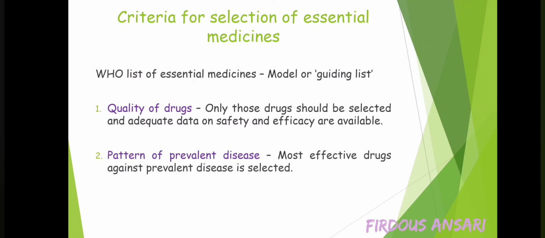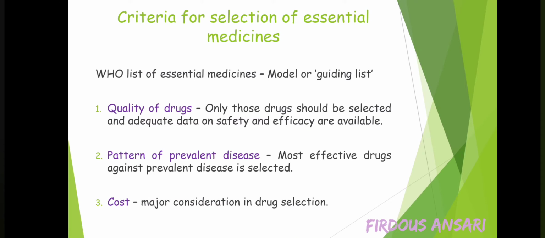Next is pattern of prevalent disease. The most effective drugs against the prevalent disease are selected. Like in certain areas, in certain villages, some kind of disease is very much prevalent. Like in certain villages, tuberculosis is more prevalent. So anti-TB drugs should be available there. In certain villages, leprosy cases are more prevalent. So the essential drug concept should include more anti-leprosy drugs.